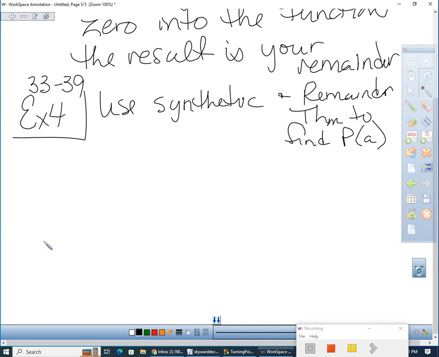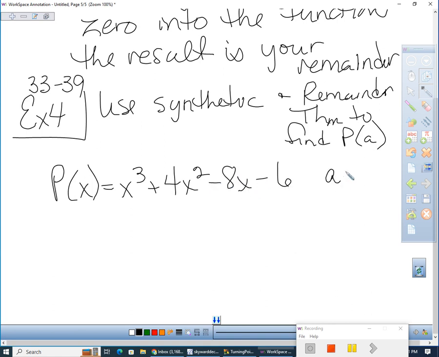So what they're going to give you is something that looks like this. It says P of X equals x to the third plus 4x squared minus 8x minus 6, and they're telling you that A is negative 2. That's already your zero. They're already telling you that. Okay? So first we're going to do it by synthetic division. Doesn't take very long to do that.